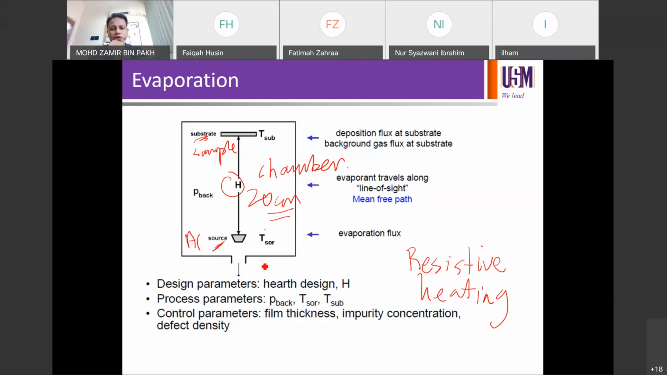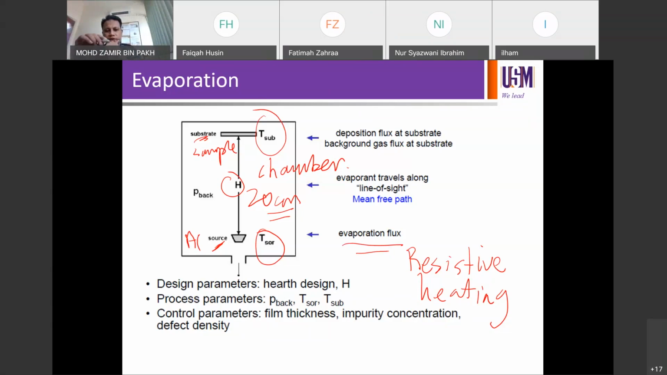So that's the distance that the precursor material has to travel before landing on the substrate. Right? You have T source, temperature of the source, you have T substrate. You can also have a system where you can control the substrate temperature in order to control the morphology or the crystallinity of the film deposited on the substrate. It can be done as well. So this evaporation flux is the material that you want to evaporate.